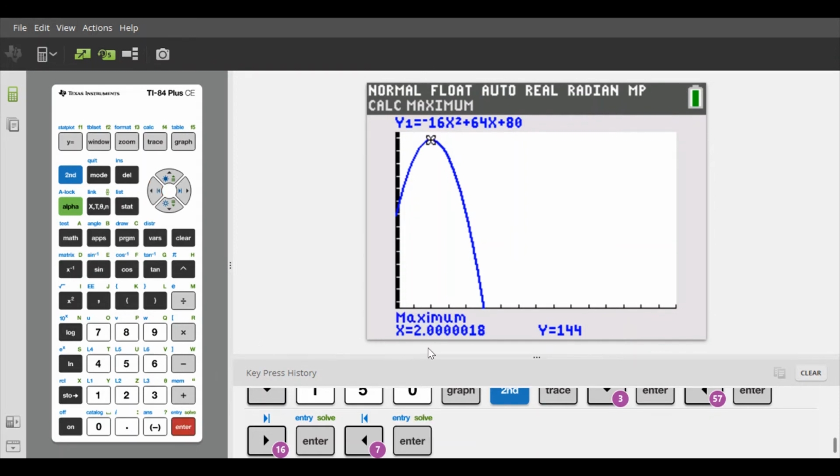So, like I said, x equals 2 and y equals 144. That 144 is the max height. That x equals 2 is your time, because remember, x we're letting represent t, which is your time here. So at time 2 seconds, you reach your maximum height of 144. Now let's go back to the lecture notes and put all that information down.